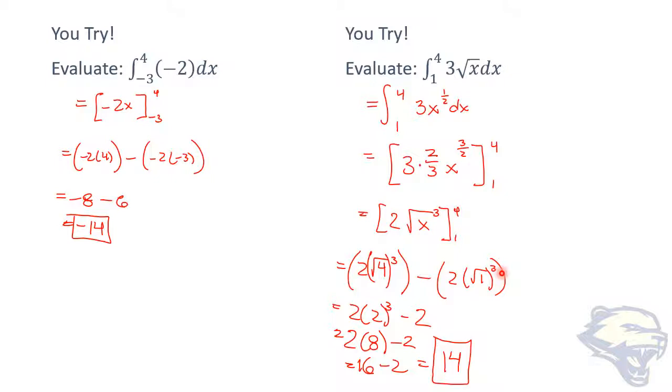Okay, 1 is easy, right? Square root of 1 is 1. 1 to the third power, also 1. 1 times 2 is 2. Great. So in the front, I have 2 times 8 minus 2 in the back. So 16 minus 2 is 14.